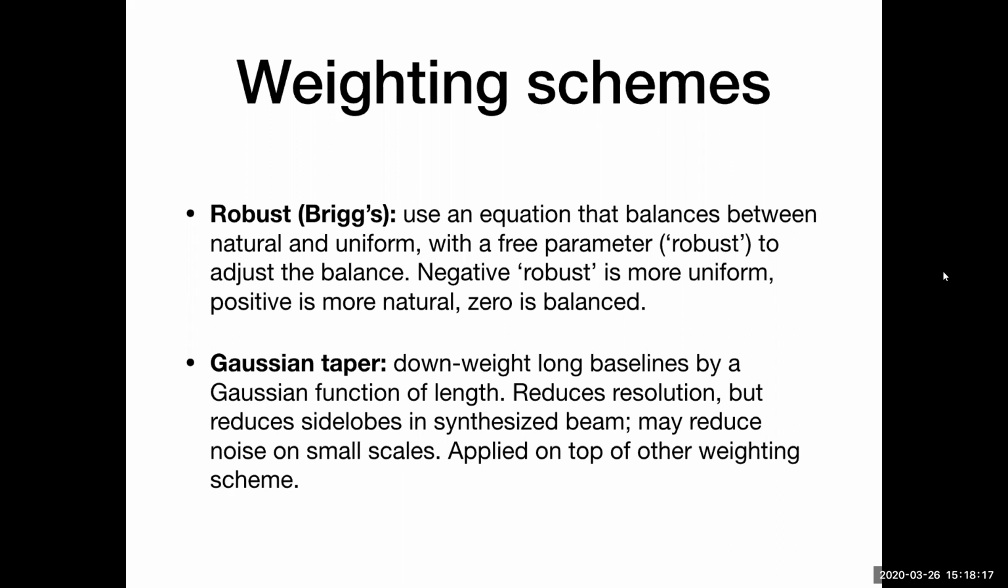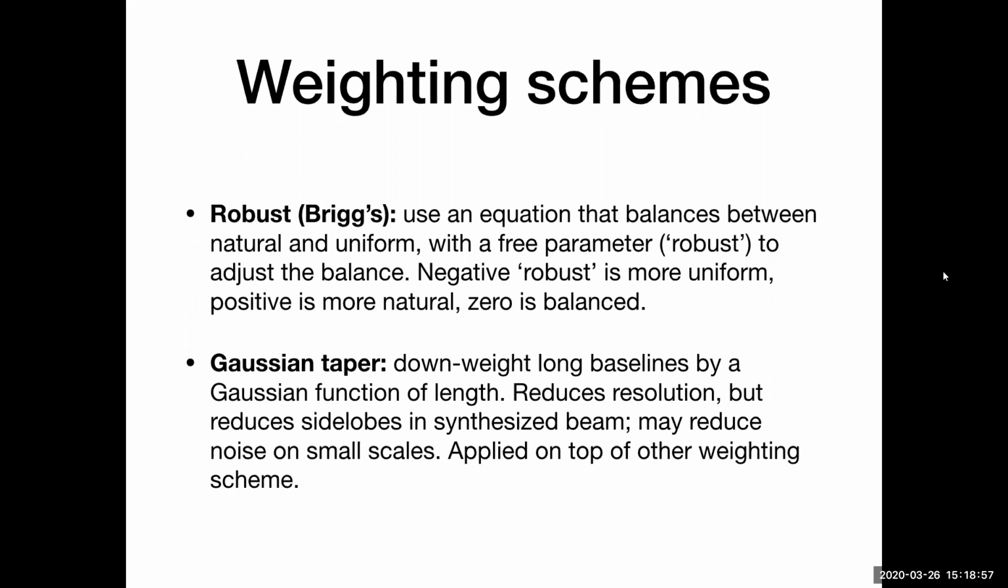And the last of the common weighting schemes is the Gaussian taper. And this is one that's actually applied on top of the other schemes. So you can apply one of the first three and then add a Gaussian taper on top of that. And what this does is it deliberately downweights the longer baselines. It basically takes your UV plane and applies a Gaussian across it in terms of the weighting scheme, so that all the things that are far away from the origin, all the long baselines, get reduced in their weights. They contribute less to the final result.